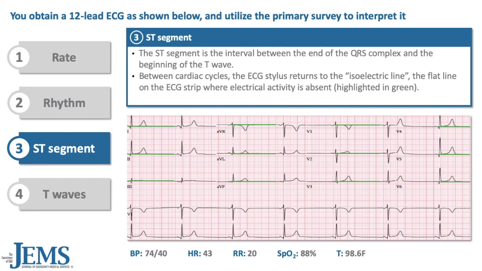We are checking for any ST elevation, which usually indicates infarction, the death of myocardial cells, or depression, which usually indicates ischemia, inadequate blood supply, or infarction in the case of a non-ST elevated myocardial infarction, NSTEMI. Our ST segments appear to be congruent with the isoelectric line with no ST changes.